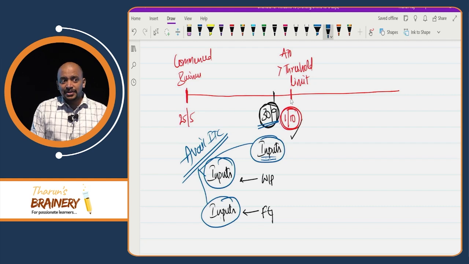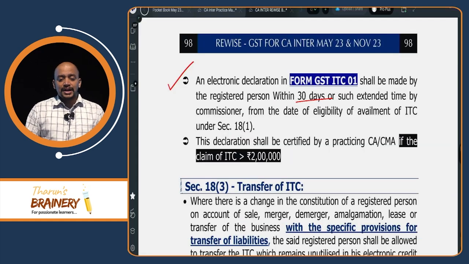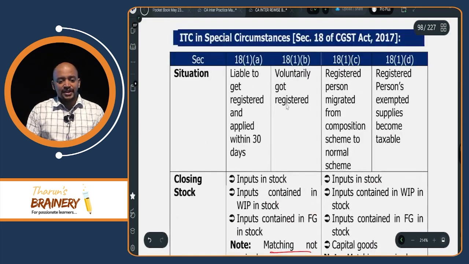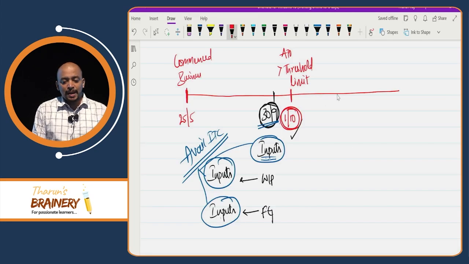So when are we getting registered? After exceeding threshold limit, we make application for registration. What is the time limit within which we need to make application for registration? See the heading. A registered person makes application for registration within 30 days. Then only this 18(1)(a) will be applicable. So therefore, what is the time limit by which I need to make application for registration?